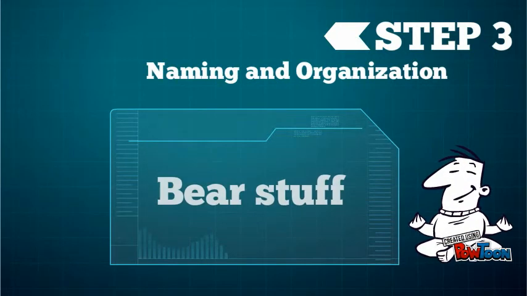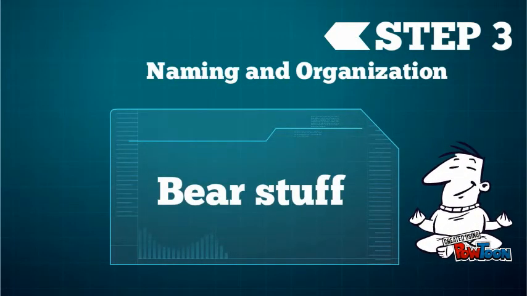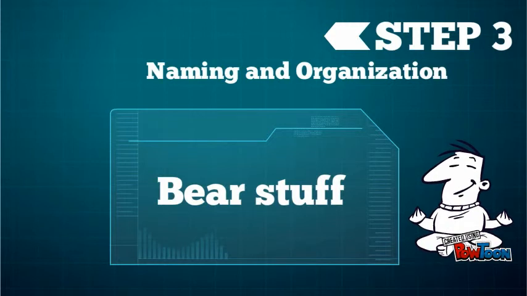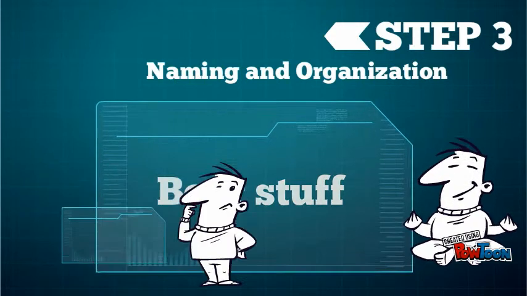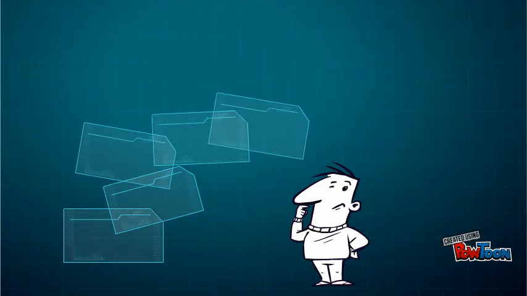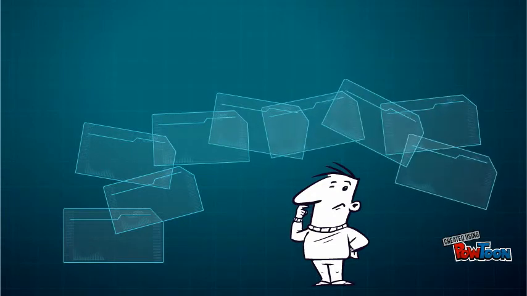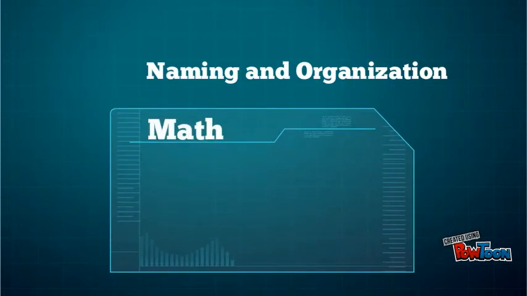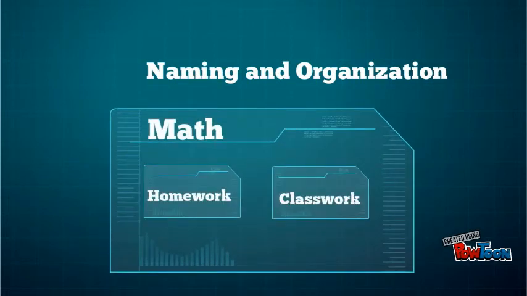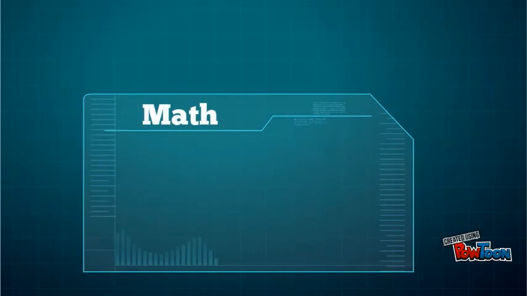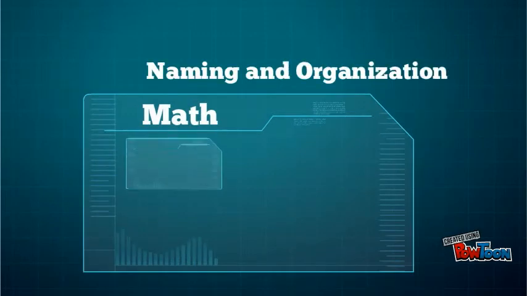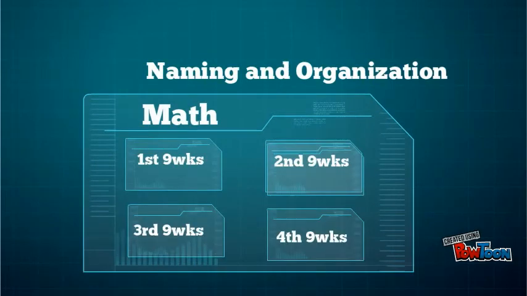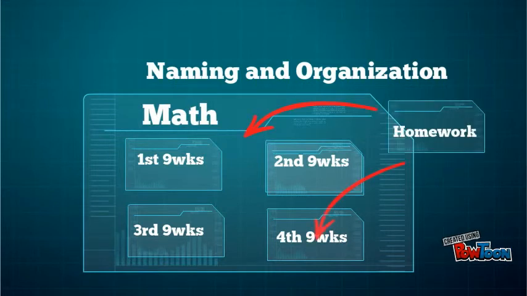This is a lot more important than it seems. Although you might think it's easy to remember what your folder contains at the time you create it, think about how easy it will be to figure out later when you're in a hurry to locate something. You can make folders inside of folders to help keep things organized. For example, a folder named Math could contain a folder named Homework and another named Classwork. Or you could create a folder for each 9 weeks inside of your Math folder and create a Homework folder inside of each 9 weeks folder.